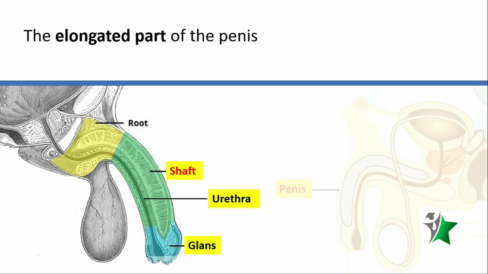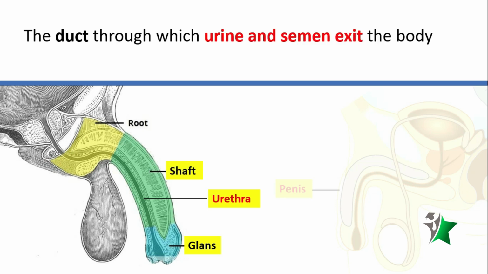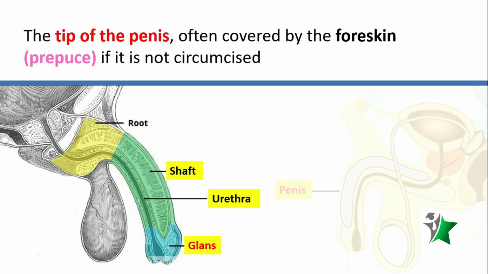The shaft is the elongated part of the penis. The urethra is the duct through which urine and semen exit the body. The glans is the tip of the penis, often covered by the foreskin, also called the prepuce, if it is not circumcised.